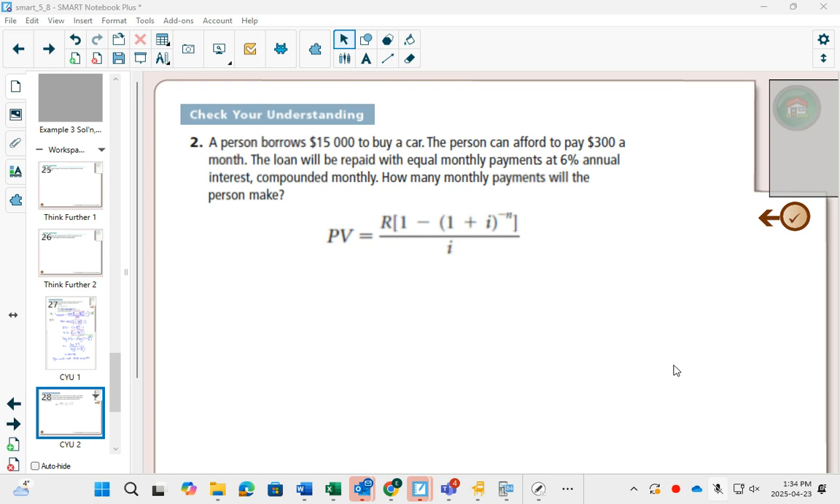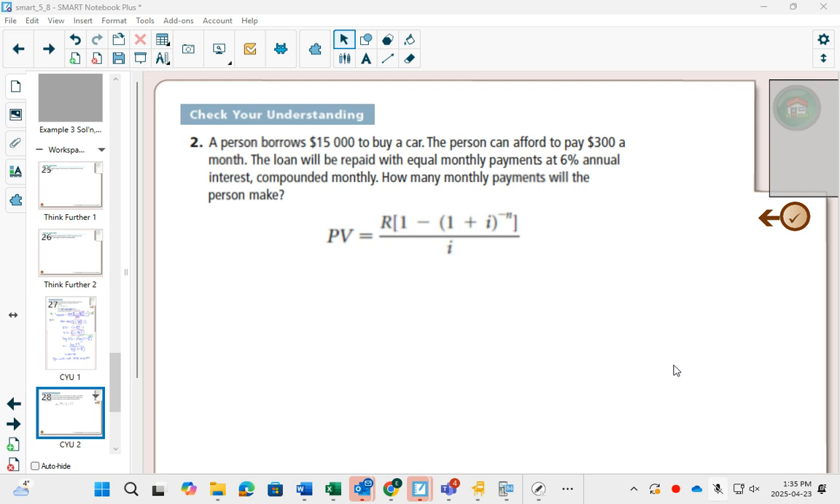So here, $15,000 to buy a car. Person can only afford $300 a month. And the loan will be repaid with equal monthly payments at 6% annual interest compounded monthly. How long is this going to take to pay for your car?